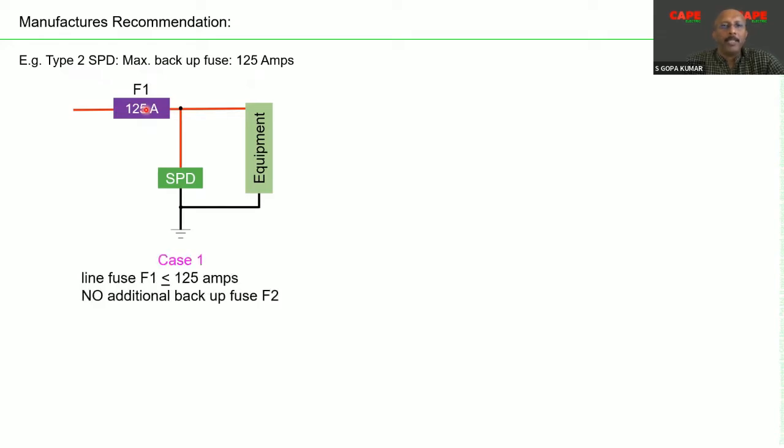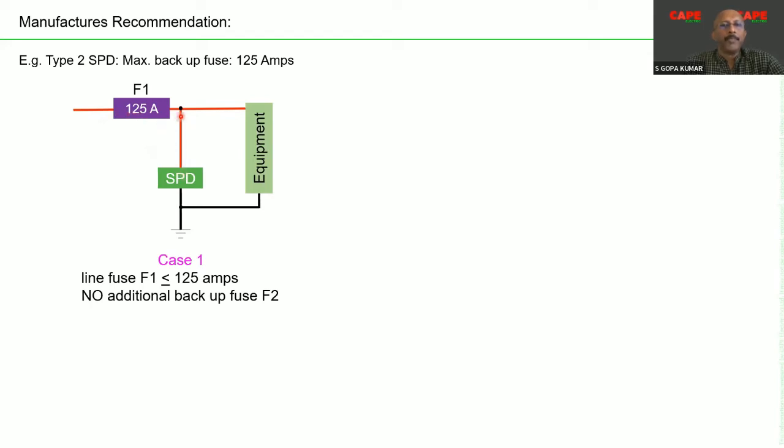Unfortunately, as I said, this is a little bit technical subject and it is very tricky to understand. So probably you may not be able to visualize what exactly I am talking about. I'm so sorry for that, because the subject is that way. So you have an SPD. The SPD manufacturer says that I need a 125 amps backup fuse. Less than 125 amps, I don't need a backup fuse. Higher than 125 amps, I need a backup fuse.